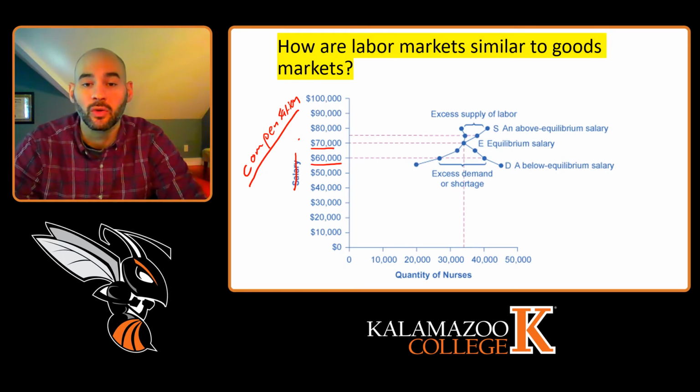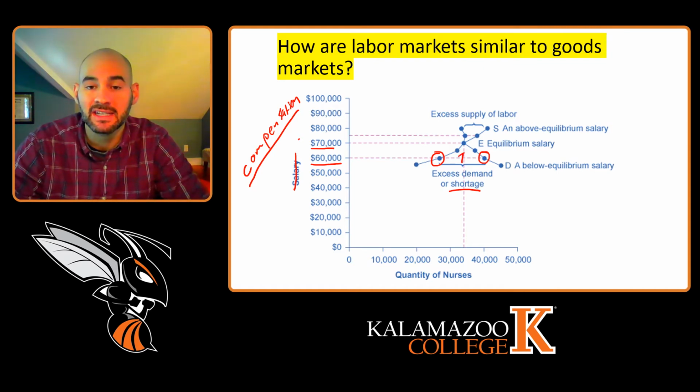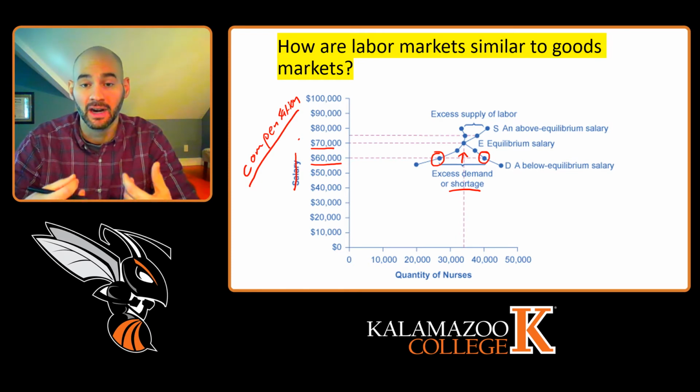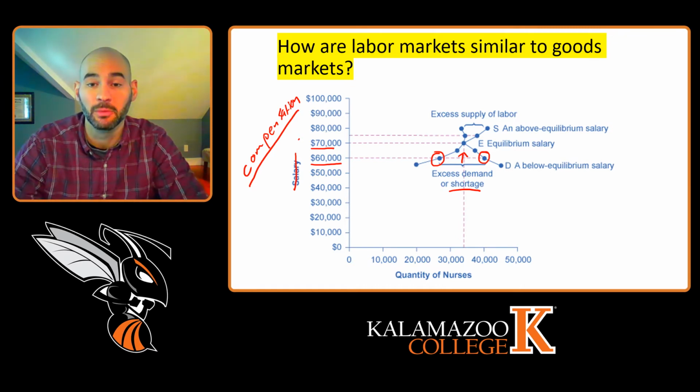Similarly, if the salary that's being offered is $60,000, then there's not going to be enough nurses willing to work. The quantity of nurses supplied is going to be less than the quantity of nurses demanded, which means that there's going to be a shortage of nurses. And so when there is a shortage, that puts upward pressure on salaries, and hospitals now have to compete with each other to hire more nurses. They have a higher quantity demanded, so they will offer a higher salary and try to steal some nurses from another hospital or pull them into the labor market.